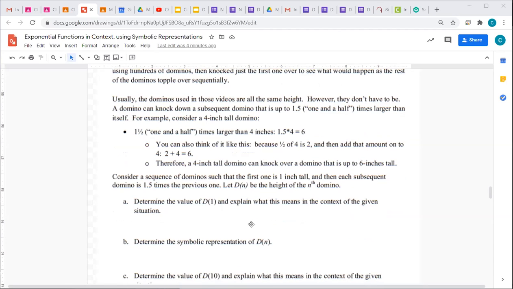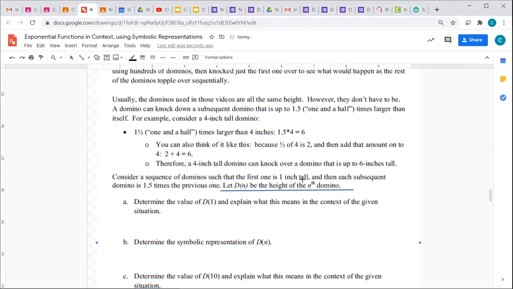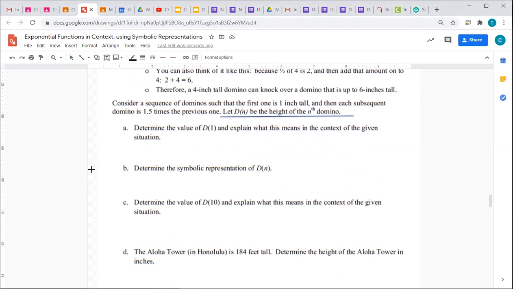Okay, first, before I start, I noticed right here, let d of n be the height of the nth domino. So n, the input, is the number of the domino. d of n, the output, is the height of that domino. So knowing that information and knowing that each domino is 1.5 times the previous one, I'm going to use that information to answer the question.